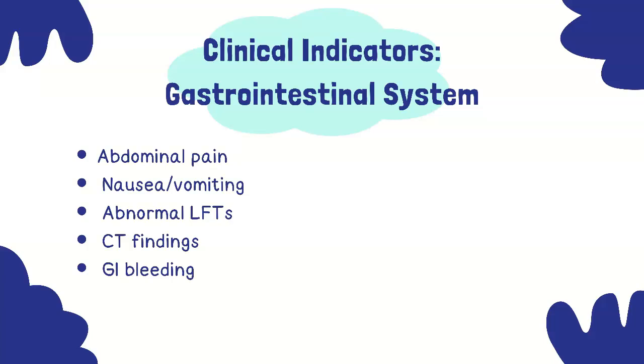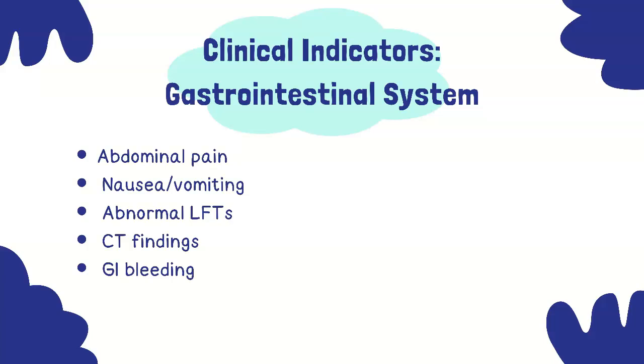Nausea and vomiting, often associated with infections or obstructions or metabolic disturbances. And I should have put nausea, vomiting, and diarrhea. All right. Abnormal liver function tests could suggest hepatobiliary disease or some type of systemic infection. Imaging results like CT findings of a bowel obstruction, perforation, or pancreatitis.